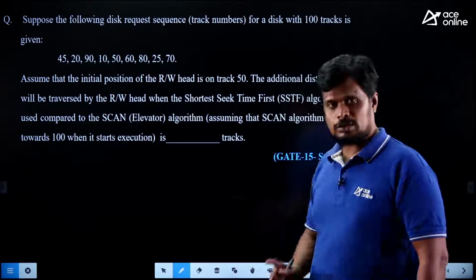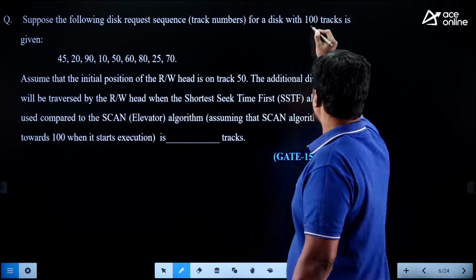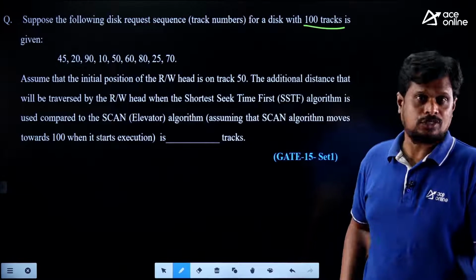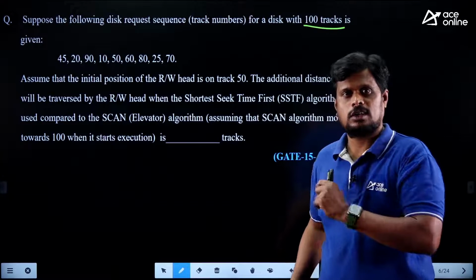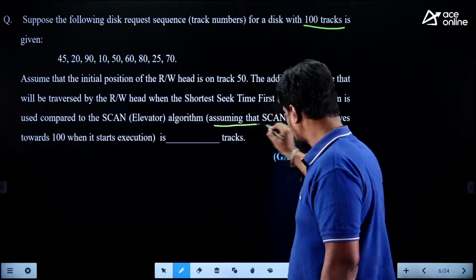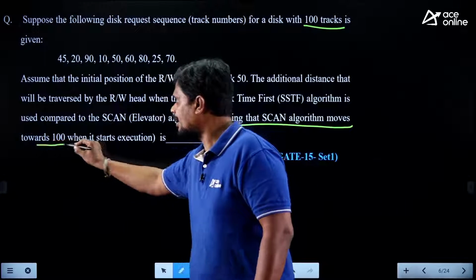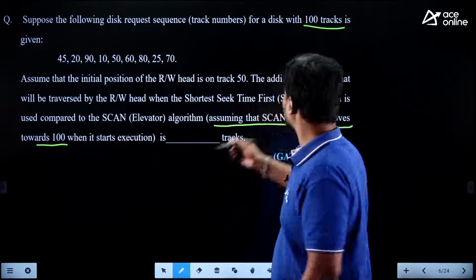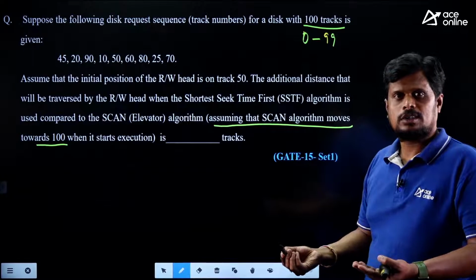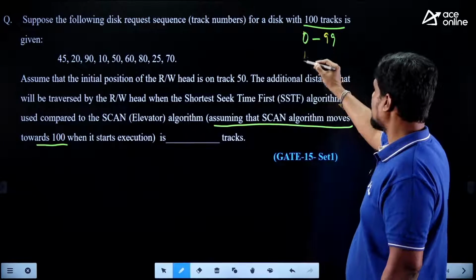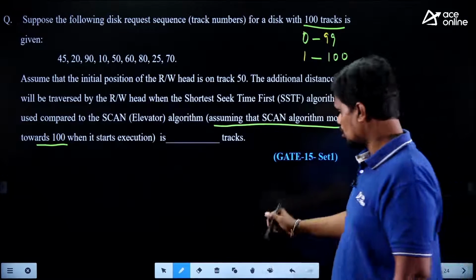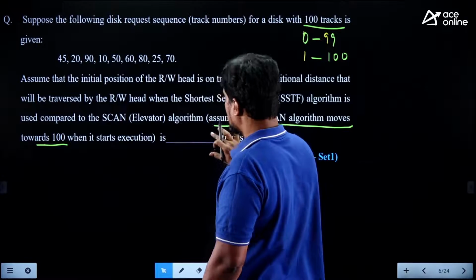This is also a very smart question, I'm telling you. See, people generally, when 100 tracks are given, can make a silly mistake and consider 0 to 99. Yes or no? But if you verify this line, it says assume that the scan moves towards 100. If you consider 0 to 99, where are you able to see 100? No, right? So compulsorily you have to consider from 1 to 100. Very smart question, right? So let's look into this particular question.